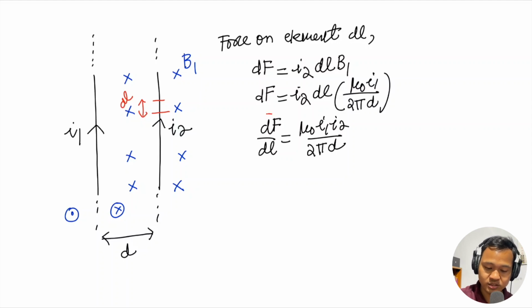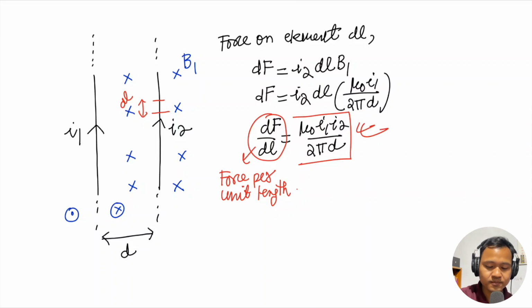So this quantity is the force per unit length. If you want, you can remember it: force per unit length is mu naught into I1 I2 divided by 2 pi d. About the direction of force, applying L cross B, the force will be towards this side. So here it is attractive in nature.